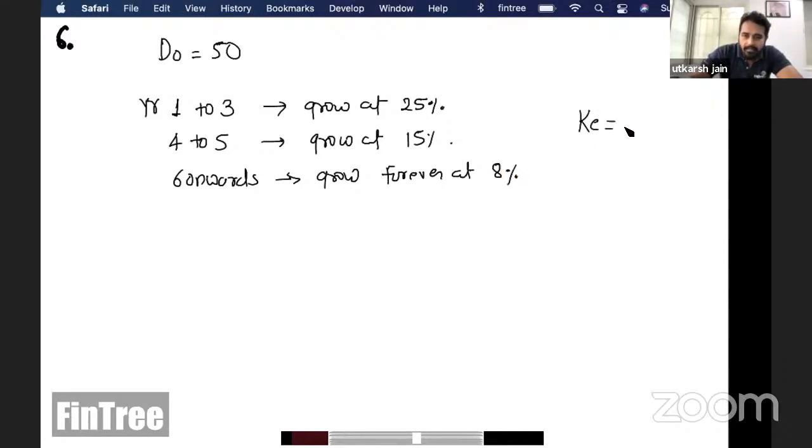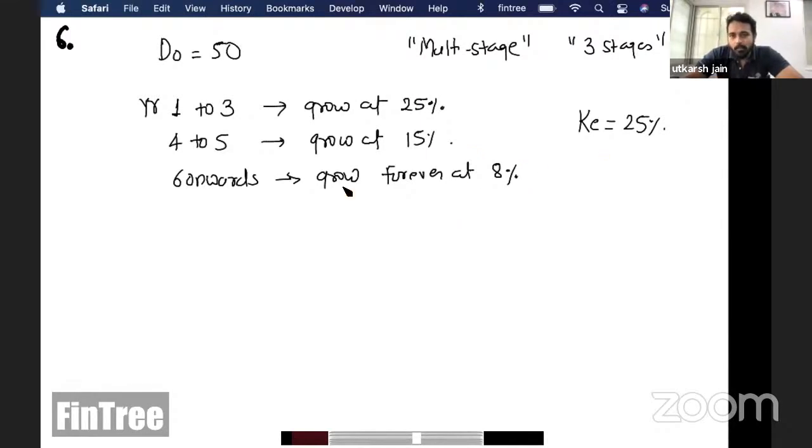Cost of equity is 25 percent. This is a classic exam-like question. This is called a multi-stage model, a multi-stage dividend discount model. And how many stages do we have here? We have 3 stages here. Which 3 stages? Supernormal growth stage 1, supernormal growth stage 2, and then a constant growth stage 3.